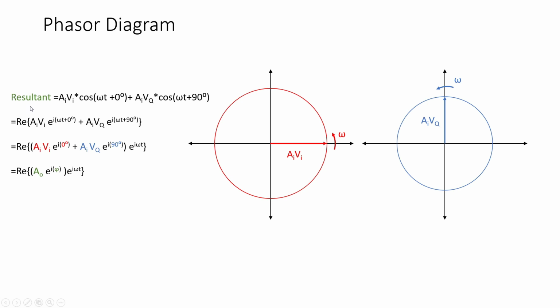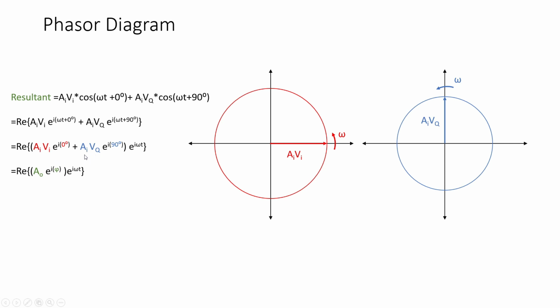So here is our resultant waveform from the previous slide. Our in-phase DC voltage is multiplied with the in-phase wave component, and our quadrature DC voltage is multiplied with the 90-degree phase shifted wave component. The resultant waveform can be represented as the real part of the complex identity. And here is the magnitude and here is the phase of the wave.